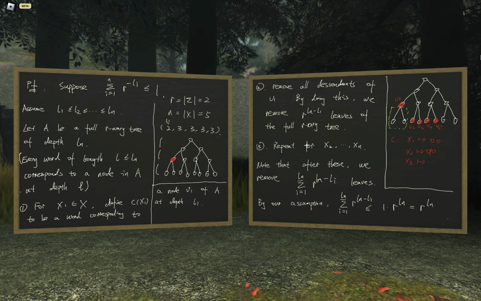x3 goes to 0, 1, 1, and x4 goes to 1, 0, 0, and x5 goes to 1, 0, 1. And notice in this example, this code is a prefix code, so it's uniquely decodable. This is true in general.